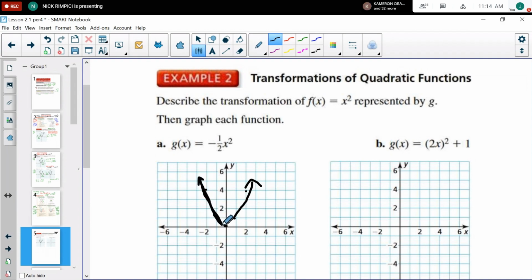I can't. It's hard to draw with the mouse here. Okay, that's the best I can do. I'm sorry. So there's my parent function x squared. It doesn't look too good. I want to see what happens here with negative 1/2 x squared. So I have negative 1/2 x squared.